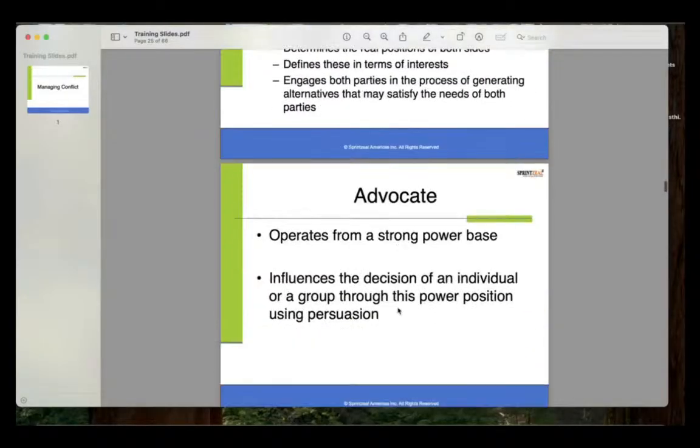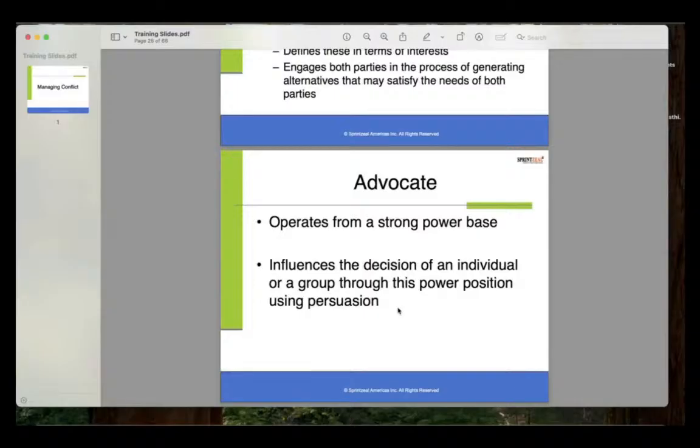Then comes the third role in conflict resolution, which is the advocate. The advocate operates from a strong power base, as we can see by the role. Also, the advocate influences the decision of an individual or a group through this power position using persuasion.